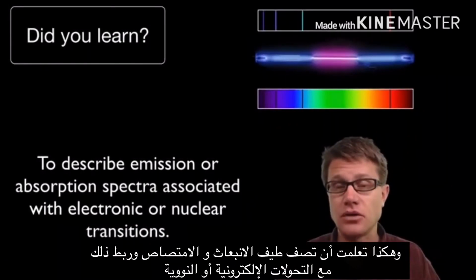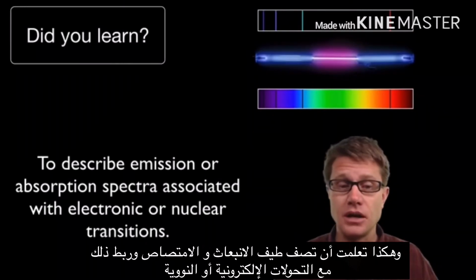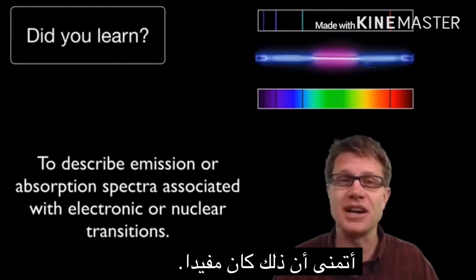And so, did you learn to describe emission, again, that's what's given off, and absorption spectra, and associate that with electron or nuclear transitions? I hope so, and I hope that was helpful.